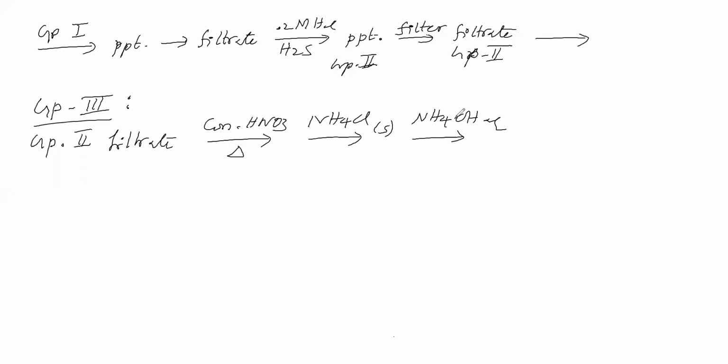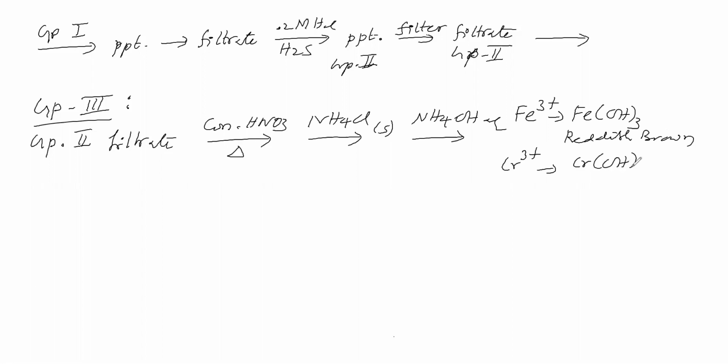What precipitate? If the given salt contains ferric ion, it will precipitate as ferric hydroxide, which is reddish brown in color. If the salt contains chromium ion, we will get Cr(OH)3, which is green. If the salt contains aluminum, we will get aluminum hydroxide, which is a gelatinous white precipitate.